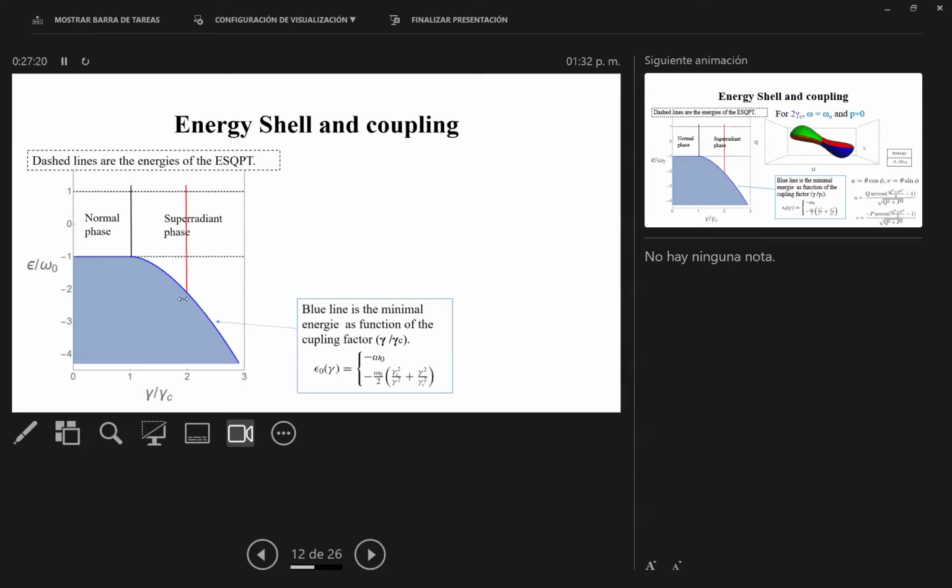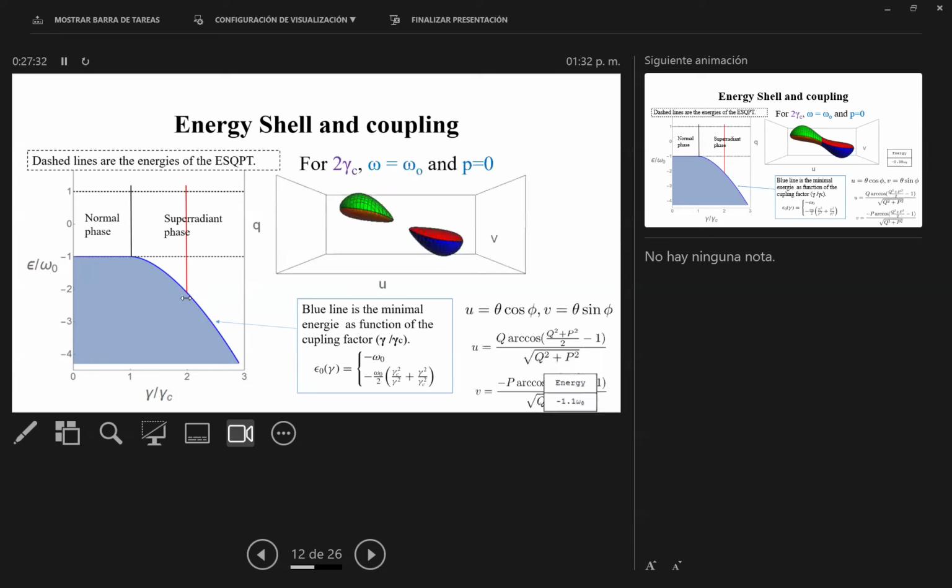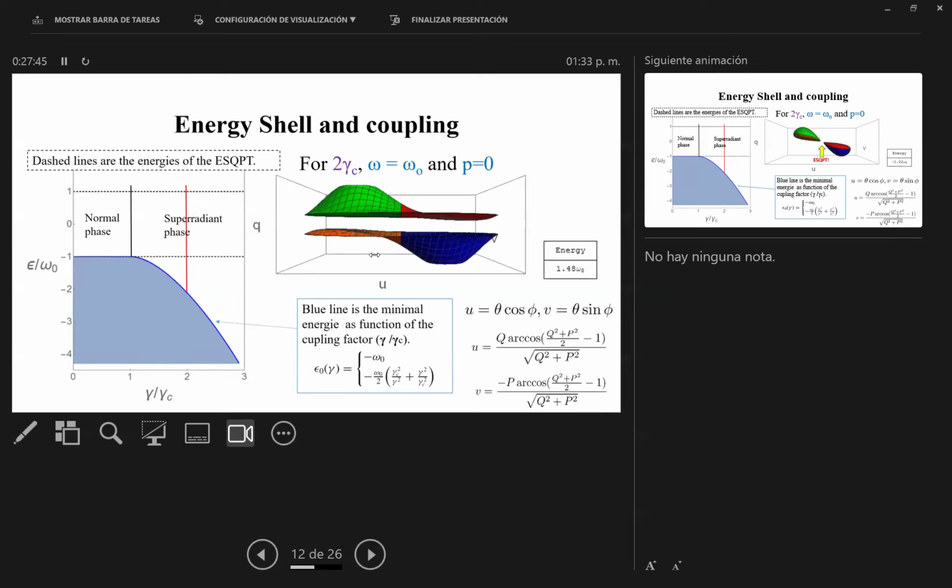Here I fix, for example, the coupling parameter at 2, shown with this red line. Here I will show how the energy shell changes when we increase the energy in this system, fixing the coupling parameter and the other parameters, with P at 0. Jorge, so we are going along the red line, yes? Yes, we start at the bottom and go up, and that's how we see the surface there.